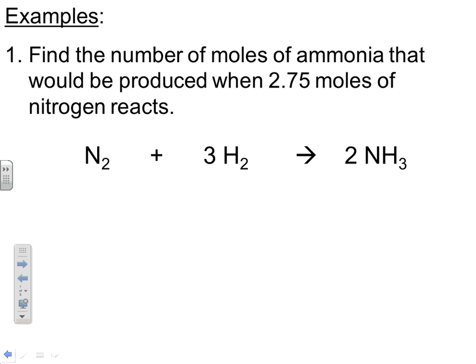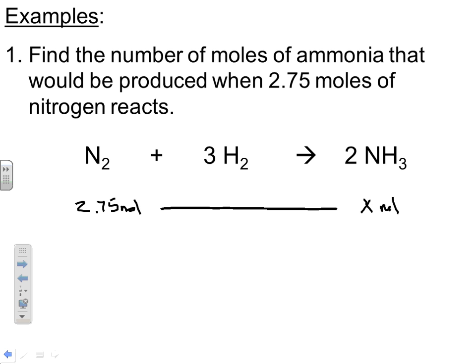Find the moles of ammonia that would be produced if 2.75 moles of nitrogen reacts. Where am I putting my number, and where am I putting my x? That's what this is all about. I'm going to leave a space just because we're going to practice, because tomorrow there's going to be stuff we're going to put in it. 2.75 moles. And where's my x? Yep, the 2NH3 is x moles.